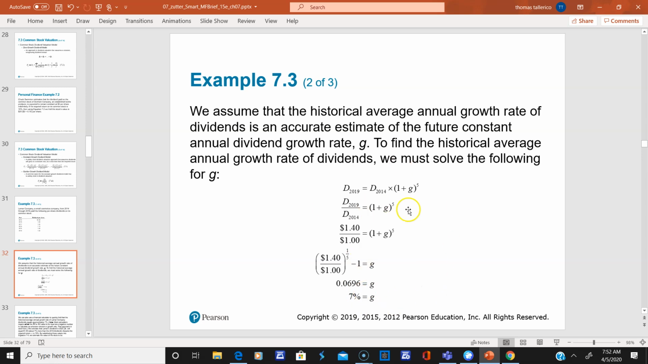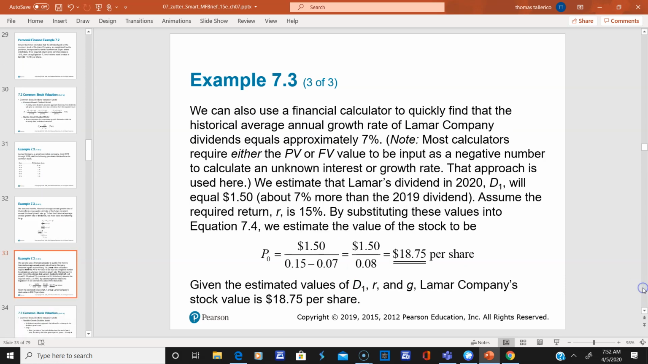Now, you can use Microsoft Excel to do this, very simple, okay? You can write this equation in Excel and have Excel solve for G, right? Take this value right here, and you do the caret to the 1/5, all right? So you can actually use, again, as I just said, a financial calculator or Excel to solve that problem.